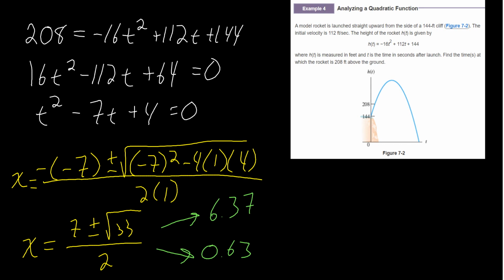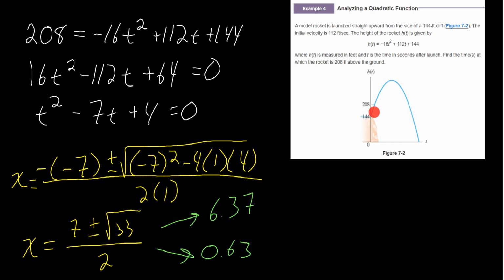Okay, so what this is saying is that these two numbers, the rocket, we were asked, find the times at which the rocket is 208 feet above the ground. Well, we put the 208 over here for 208 feet above the ground. We solve for 0. It's going to reach 208 feet in 0.63 seconds. So right after liftoff it is going to reach 208 feet.